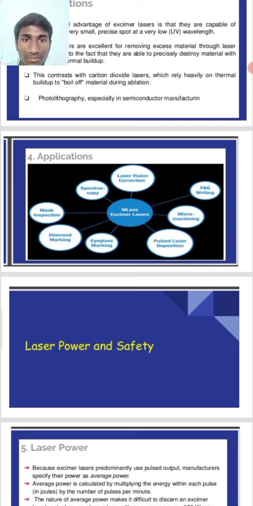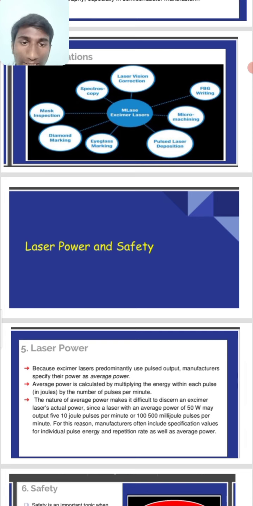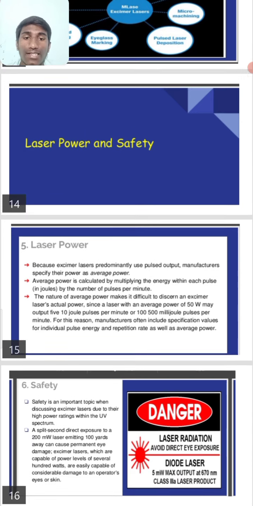Like mask inspection, diamond marking, eyeglass marking, pulsed laser deposition, micro machining, FBG writing, and laser vision correction. Lastly, spectroscopy. But what is the laser power and safety to take while using the excimer laser?